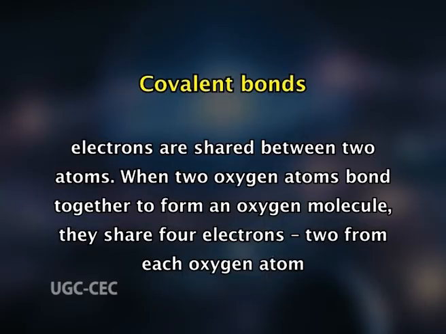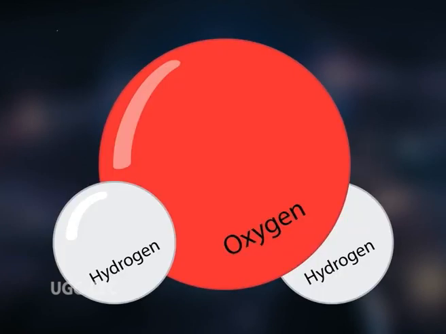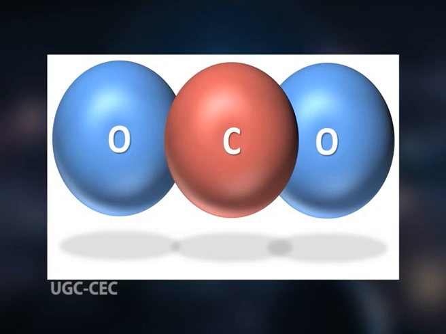Covalent bonds. In a covalent bond, electrons are shared between two atoms. When two oxygen atoms bond together to form an oxygen molecule, they share 4 electrons, 2 from each oxygen atom. Other examples of covalent bonding are water, H2O, and carbon dioxide, CO2. Covalent compounds are usually liquids or gases with low melting points.